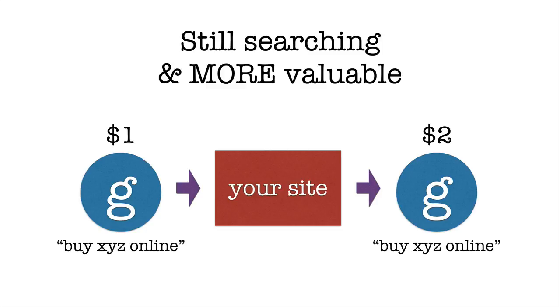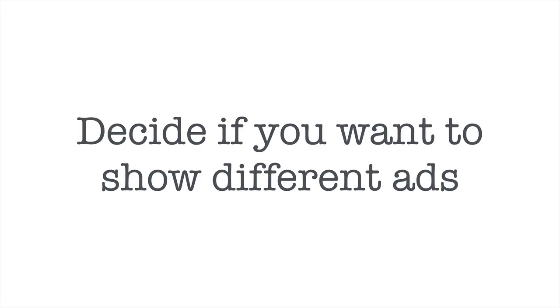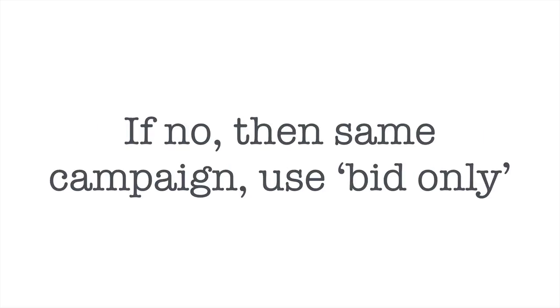So, let's walk through this. Okay, so then the first decision we have to make is, do we want to show different ads to these people? If we don't want to show different ads, then we can use the same campaign and we use the bid only setting. So the alternative is obviously if we want to show different ads, we have to build a second campaign and use the target and bid.